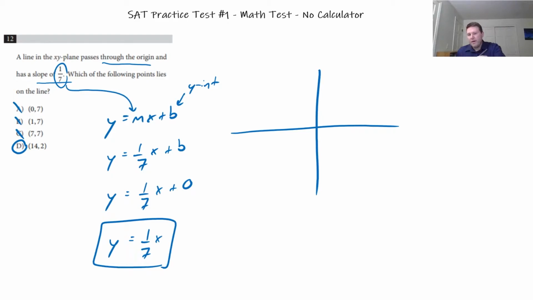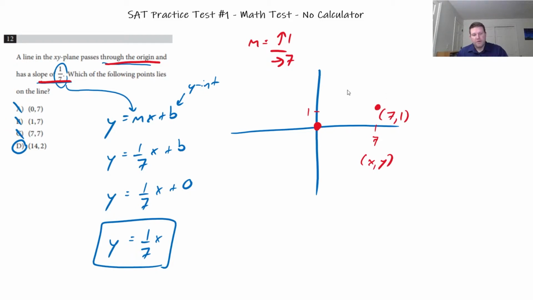Remember, it's going through the origin, so we can make a point right there, and the slope is 1/7. Remember, slope goes up and then over to the right. So if the slope is 1/7, you go up 1 and over 7. Be really careful about what point this actually is, because a lot of people say that it's 1/7. It's not, though. Remember, it's x comma y, so this is 7, 1. And if you're not careful, you might choose B. Again, that's the trap answer here.